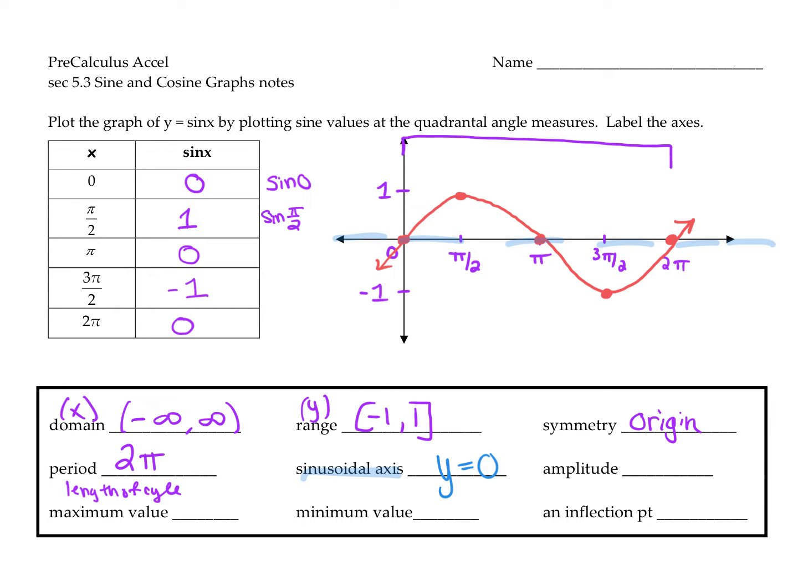Amplitude is the height of our wave, so it'd be the distance here or the distance here, and our amplitude is always positive, so in this case my amplitude is 1. My maximum value is my highest point, which I can see is 1. My minimum value is my lowest point, which I can see is negative 1. My inflection points are where your graph switches from a minimum to a max or a max to a minimum, and that's happening at 0, at pi, and at 2 pi. So it's happening at 0, 0, pi, 0, and 2 pi, 0.